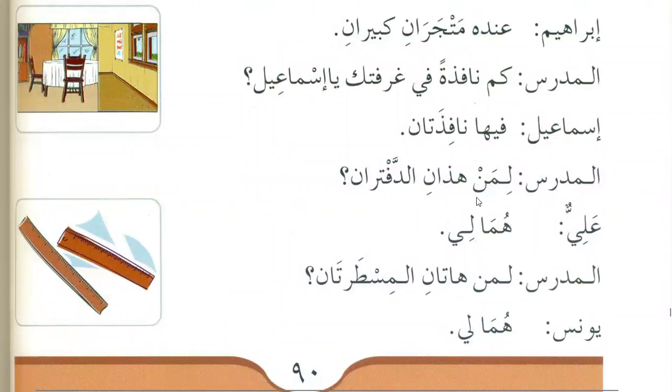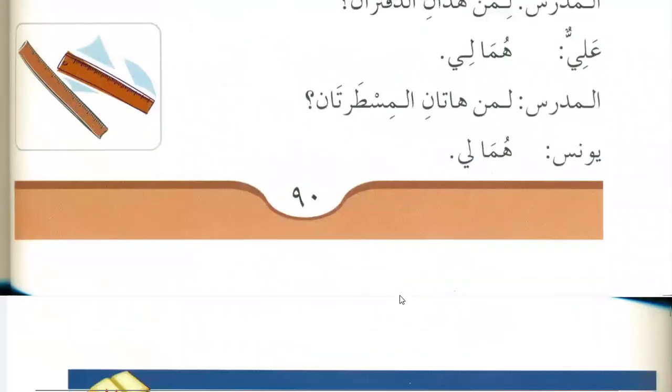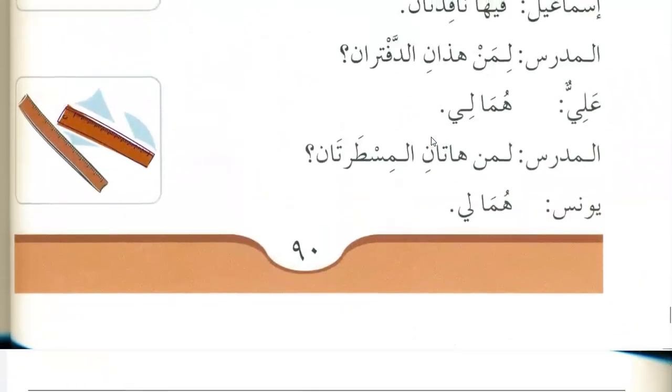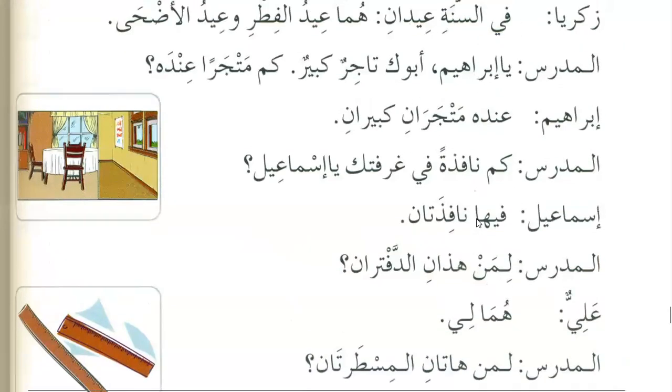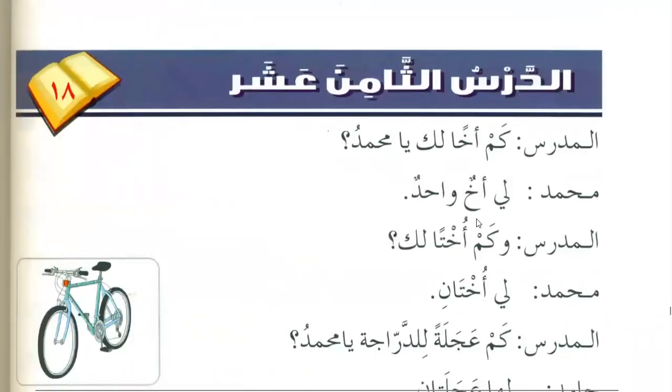Al-Mudarisu: Liman hazani daftarani? To whom belong these two notebooks? Ali: Huma li, they both belong to me. Al-Mudarisu: Liman hatani al-mistaratani? To whom belong these two rulers? Yunus: Huma li, they both belong to me. Any question?